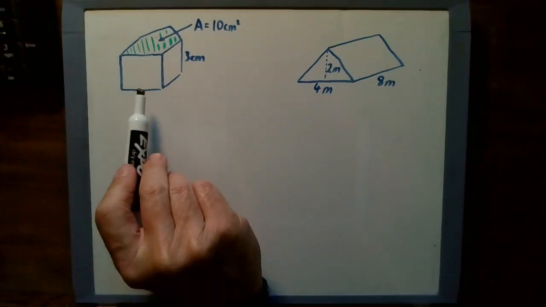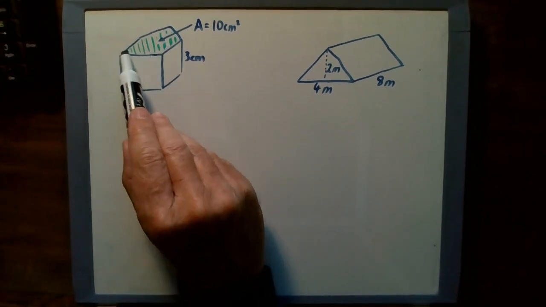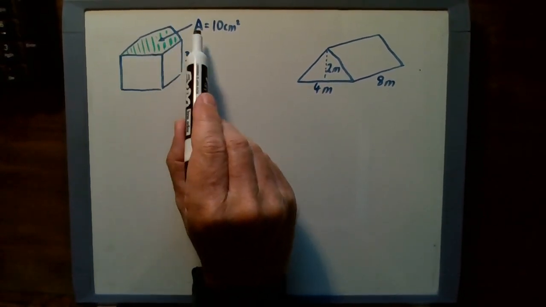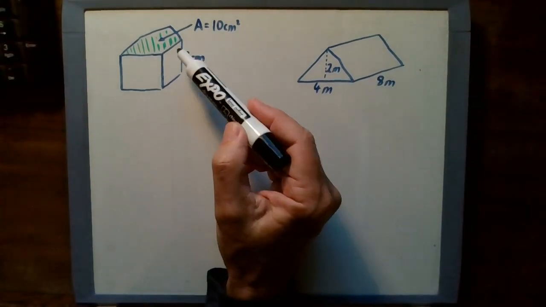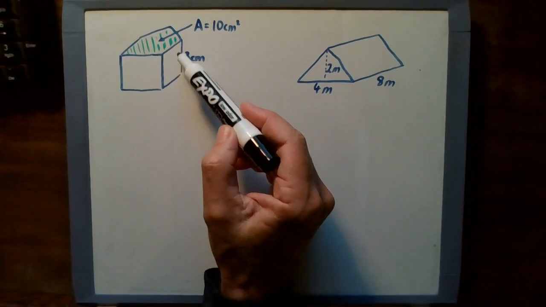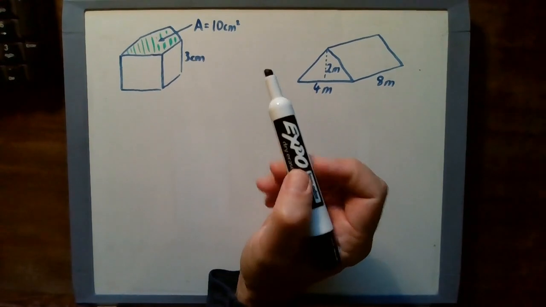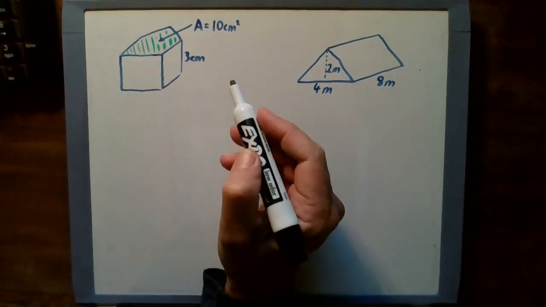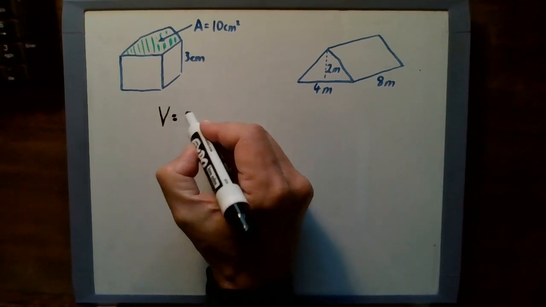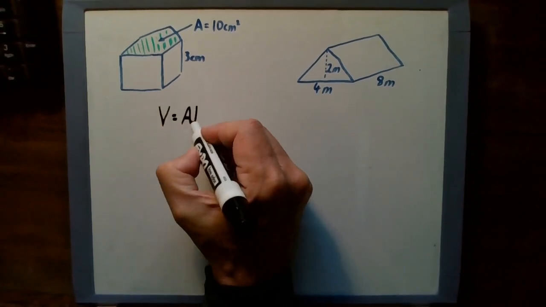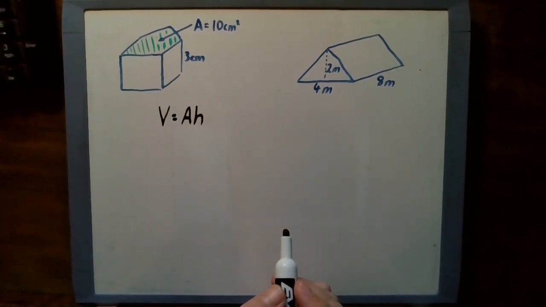In our first prism, we are shown the cross-sectional area, and we are told that that cross-sectional area is 10 centimeters squared. And we have a height of this prism in the normal direction, up and down, of 3 centimeters. Because we are told the height, we can immediately use our formula for the volume of a prism. Volume equals area times height.